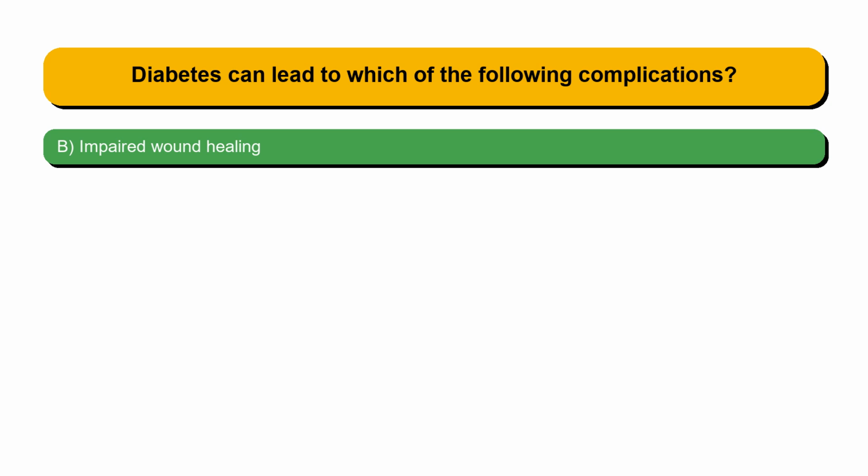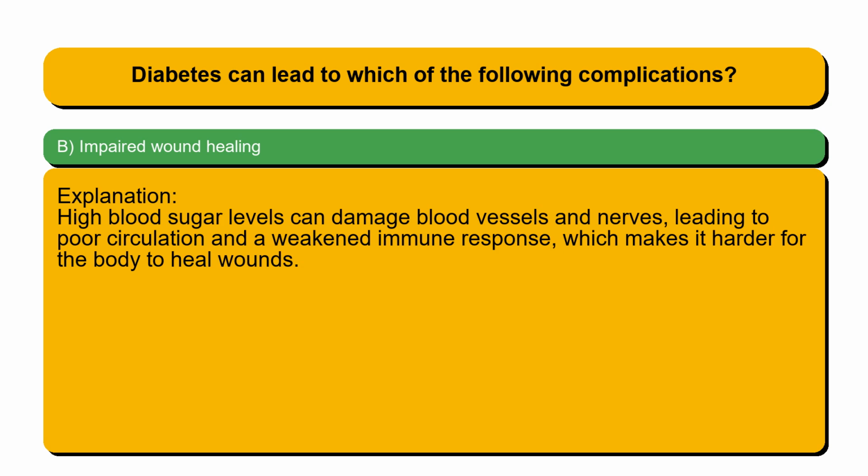Impaired wound healing. High blood sugar levels can damage blood vessels and nerves, leading to poor circulation and a weakened immune response, which makes it harder for the body to heal wounds.